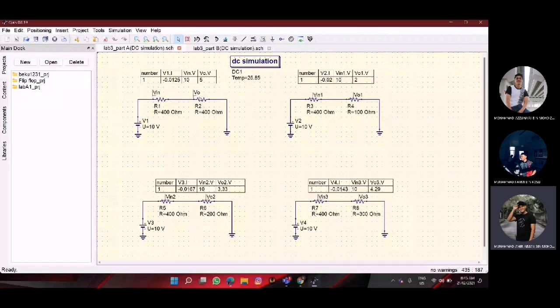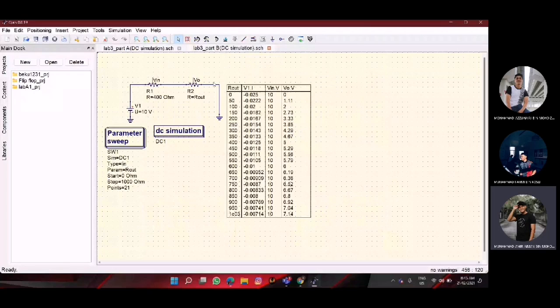We move forward to part B. For part B, we already add the parameter sweep. First, we need to know the meaning of the parameter sweep. The parameter sweep allows a parameter to be swept through a range of values and can be performed when running a transient, AC or DC sweep.